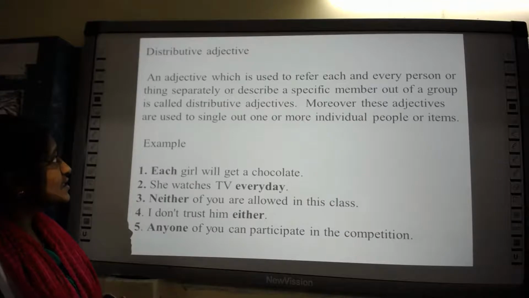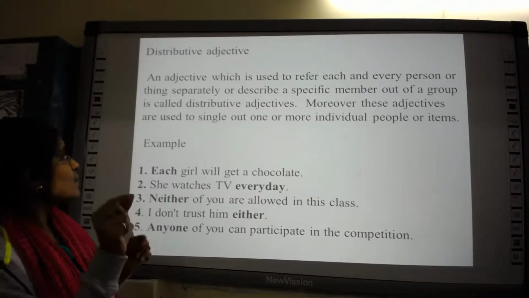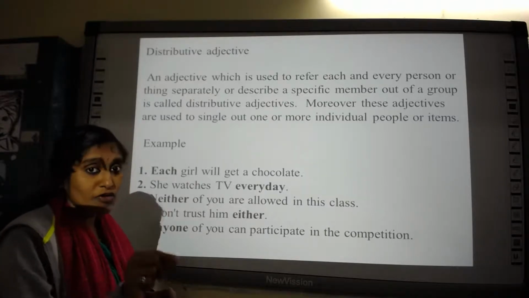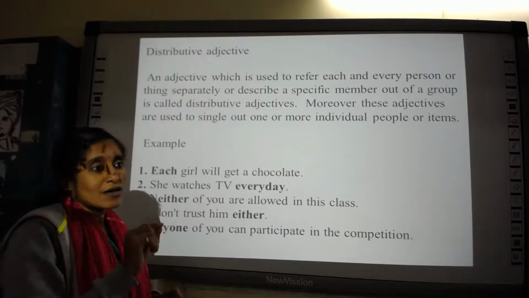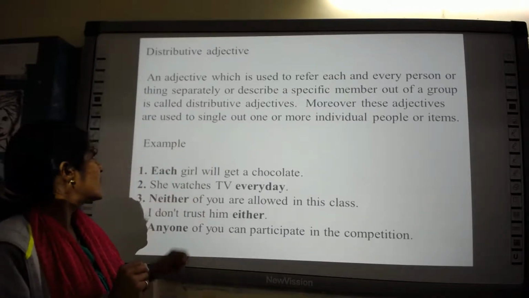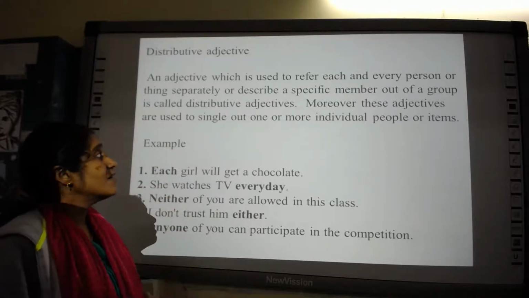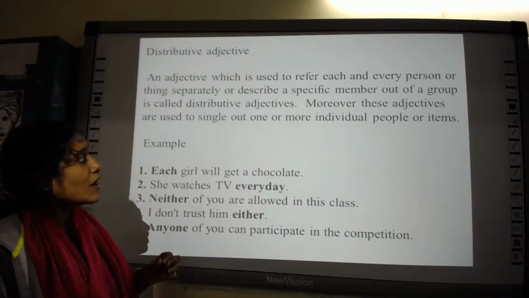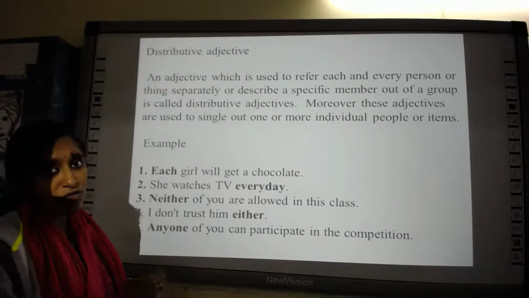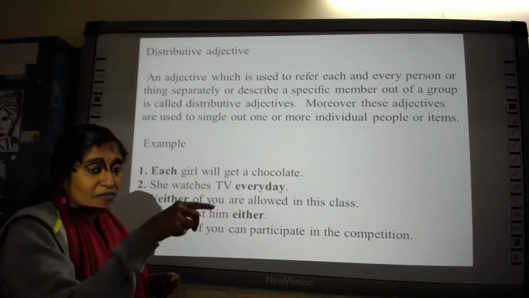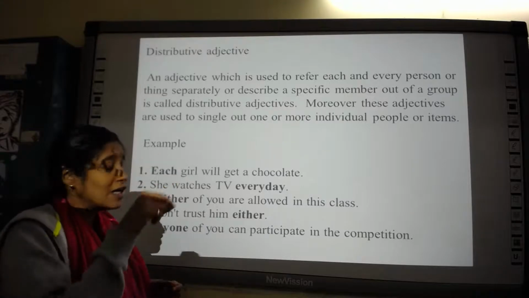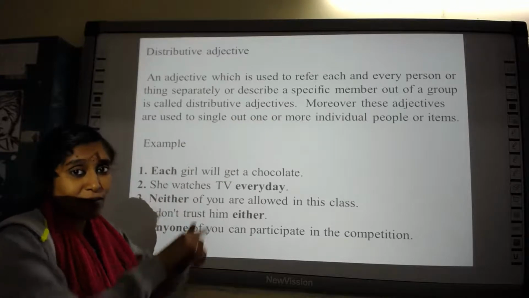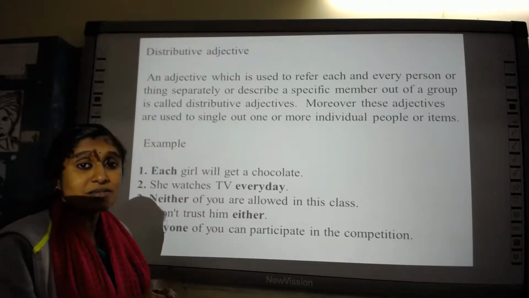So what is a distributive adjective? It is used to refer to each and every person or thing separately, or to describe a specific member out of a group. We want to describe a particular person from the group. That is called a distributive adjective. Moreover, these adjectives are used to single out one or more individual people or items, to take specifically one or two people or things from a group. We have to specifically pick out that person or thing from a group. So that is called a distributive adjective.